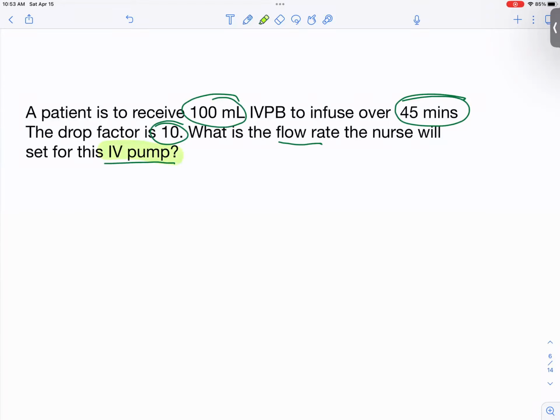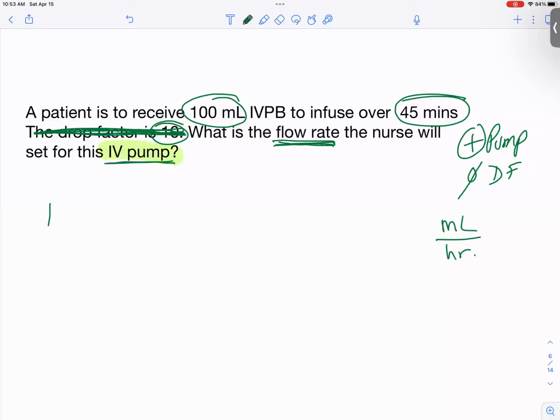IV pump. I have a pump. I do not need the drop factor. If I have an IV pump, it's always going to be milliliters an hour. If they're asking me a flow rate, an infusion rate, a drop rate, a drip, it doesn't matter what they're asking. Via a pump, it's always milliliters an hour.